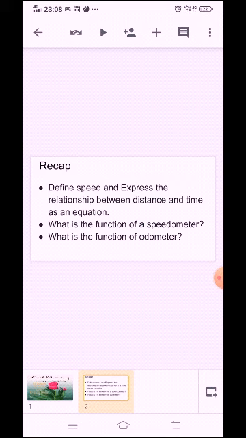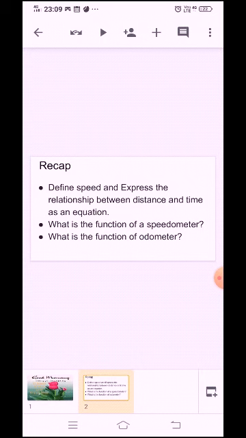Define speed and express the relationship between distance and time as an equation. Speed is the distance moved by a body in a unit of time. Speed is equal to distance travelled by time taken. If a body moves a distance d in time t, speed s is equal to d by t.